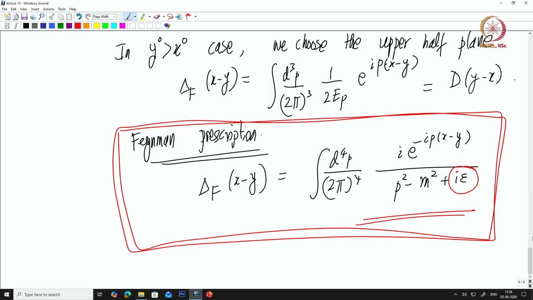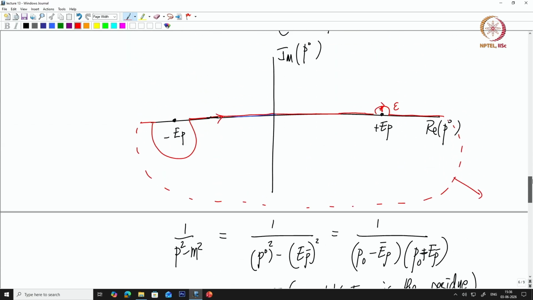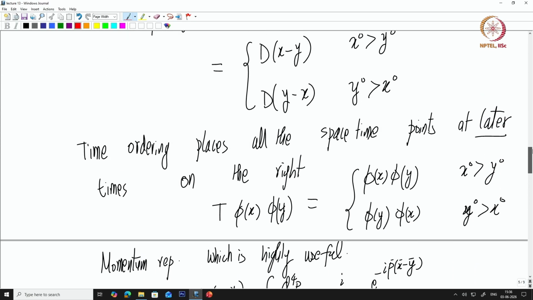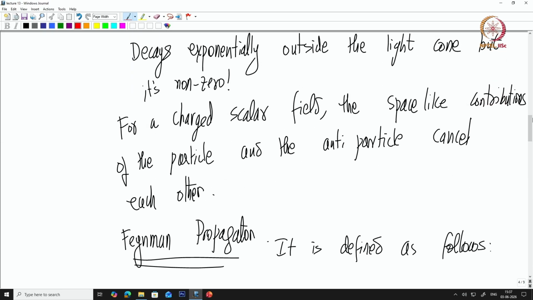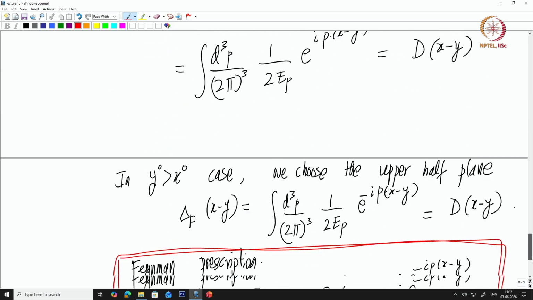So we assume, just by putting this iε in the notation, that we choose the correct contour, and that will settle all the ambiguities which we had discussed over this lecture: the choice of the contour, the time ordering of the product, the problems with the space-like separation, and so on, essentially.